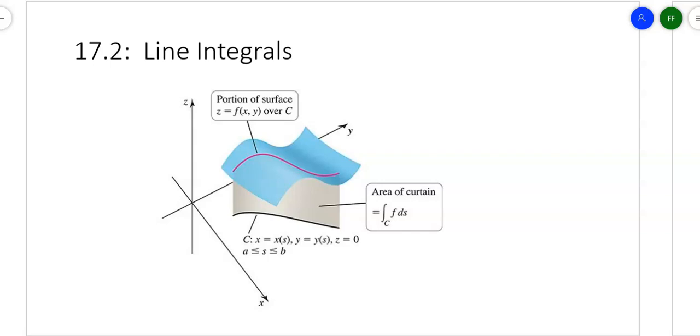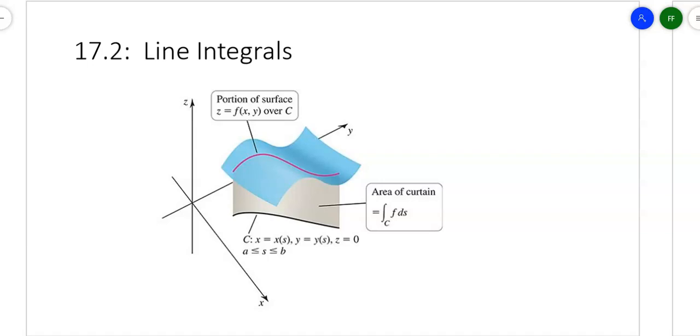In this section, we'll take a look at line integrals. And again, I'll point you to the PowerPoint for an introduction as to what a line integral is. But what you're basically doing, I put this one picture up here that I took from the textbook, is that you're looking at a portion of the surface with some curve, right?